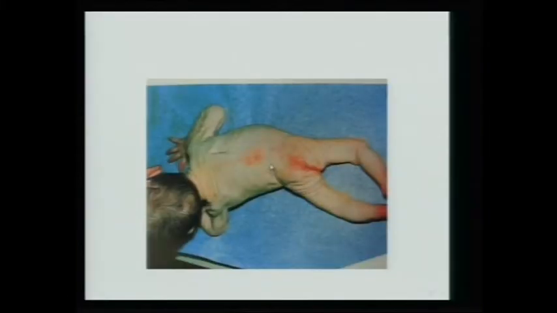You see this picture, for example, you see there's no muscle bulk, you see subcutaneous tissue, you see this nappy rash. Failure to thrive.